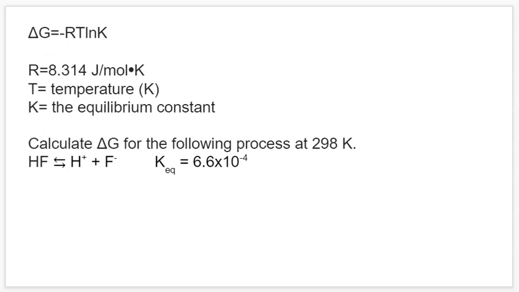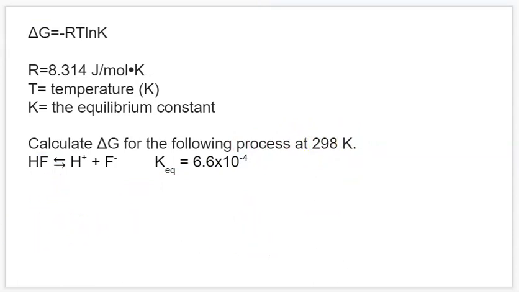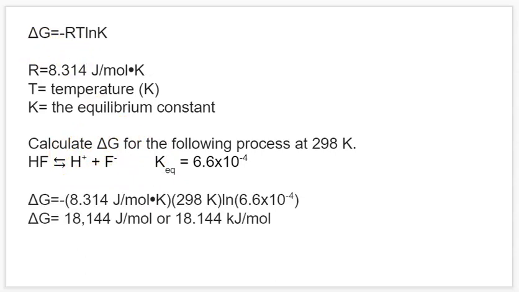So let's try a practice with this equation. Say we wanted to calculate delta G for the following process at 298 Kelvin. We're looking at the acid equilibrium of the dissociation of hydrofluoric acid, and we have an equilibrium constant of 6.6 times 10 to the negative 4. So we're going to plug everything into our equation. It's pretty straightforward, except that we need to note the constant is in joules per mole per degree Kelvin, so the value we end up with is going to be in joules per mole.